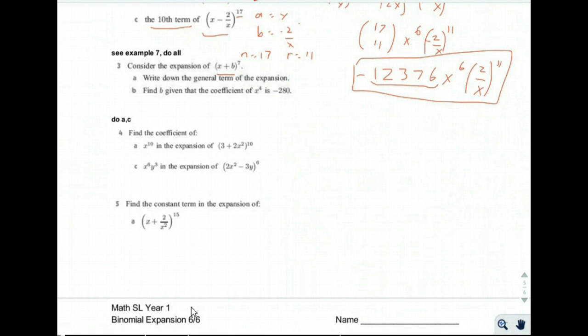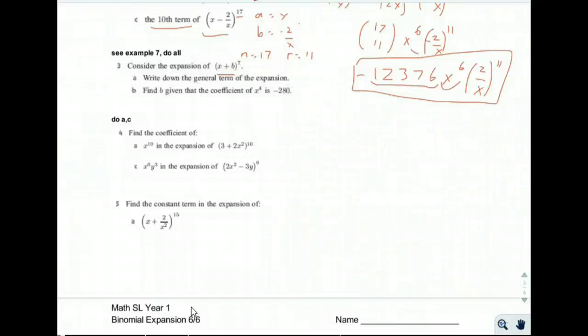And then, so we can put the result from the binomial coefficient equation here, 12,376, and then we'll just bring down the x to the 6 and 2 over x to the 11th. I just took the negative sign and put it out front because negative 1 to the 11th power is negative, so I just put it out front. I didn't simplify otherwise because it didn't ask me to.